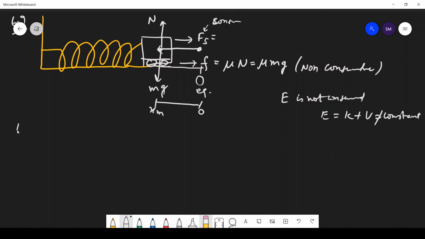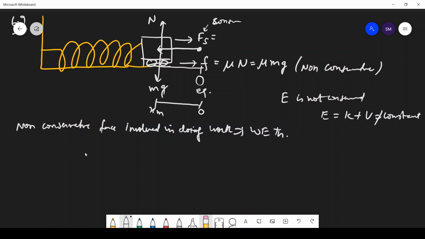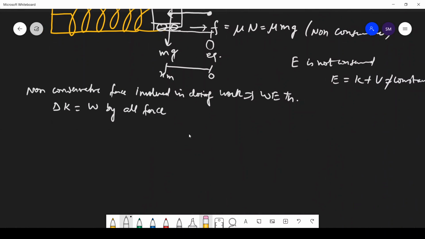So note, when there are non-conservative forces involved in doing work, you will be using the work energy theorem. Okay? So use the work energy theorem in this case. So what's the work energy theorem? The work energy theorem is simply: change in kinetic energy is equal to work done by all forces. Okay? Conservative, non-conservative, by all the forces.